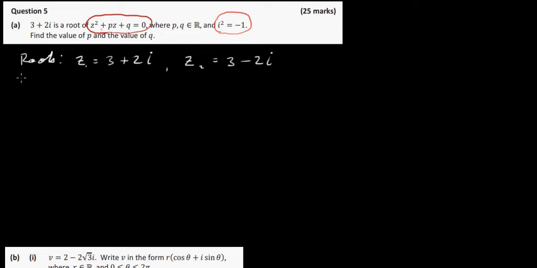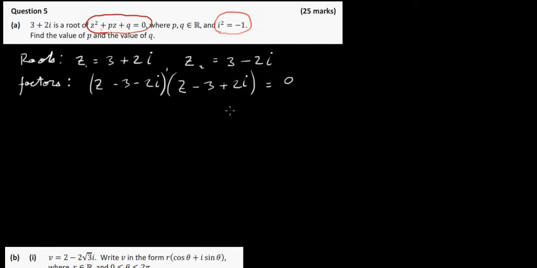So if these are the roots, by the factor theorem our factors are going to be z minus 3 minus 2i, and our other factor is going to be z minus 3 plus 2i. Again, just bring the 3 over, bring the minus 2i over, or subtract 3, add 2i. Now multiplying these two together will give us 0, since these two are roots. So all we've got to do is multiply these out.